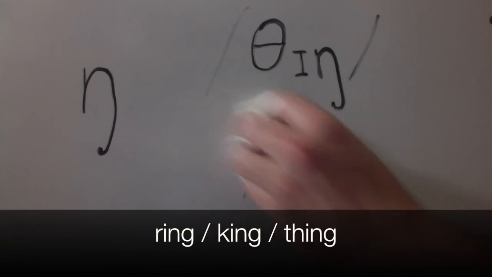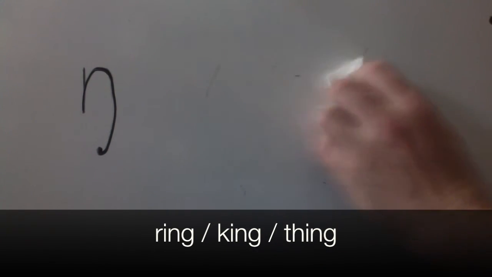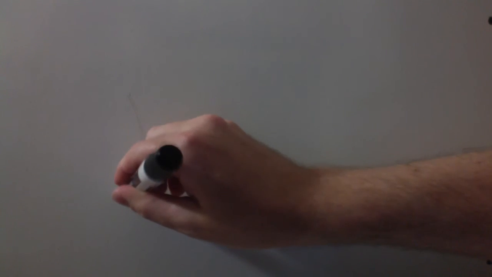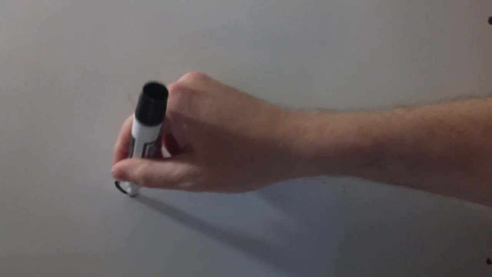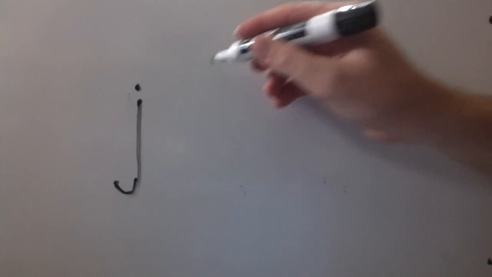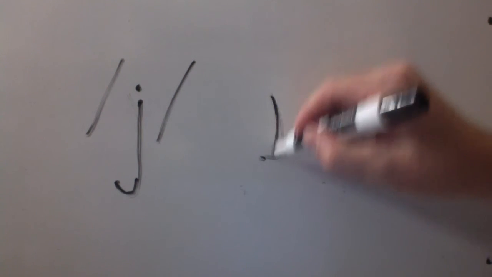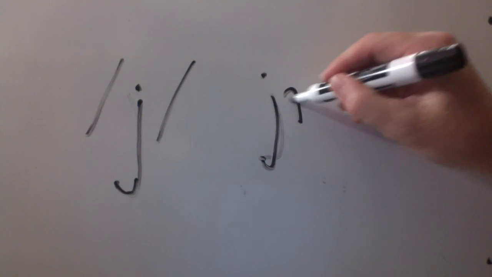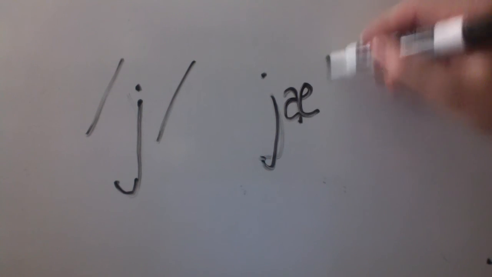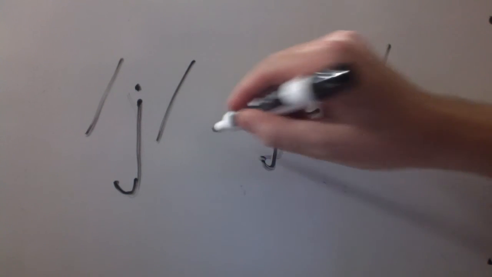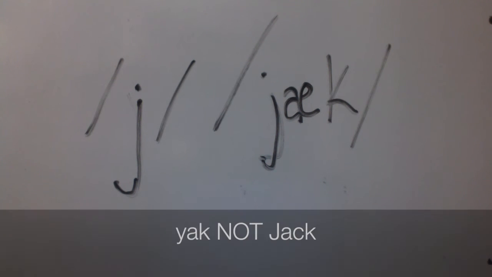And there's one more symbol that you might have to learn, and it is a symbol that's familiar to you, but in the International Phonetic Alphabet, this has the sound of y. So this word is yak, not jack.